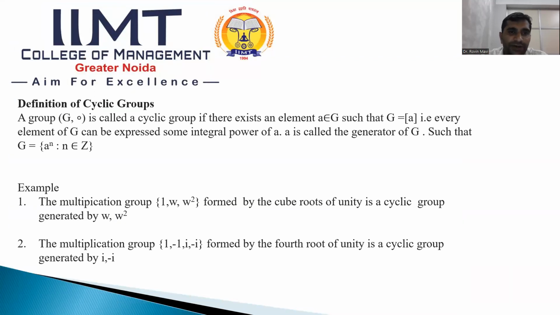Cyclic group. A group G is called a cyclic group if there exists an element a belonging to G such that every element of G can be expressed as some integral power of a. Then a is called the generator of G, such that G is equal to {a^n such that n belongs to Z}. Examples: the multiplication group {1, ω, ω²} formed by the cube roots of unity is a cyclic group generated by ω or ω². The multiplication group {1, -1, i, -i} formed by the fourth roots of unity is a cyclic group generated by i or -i.